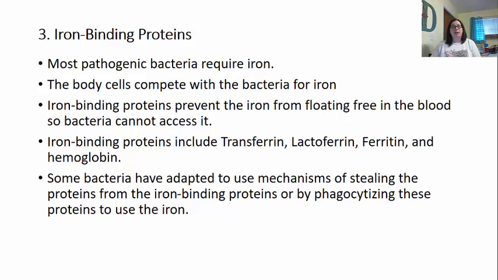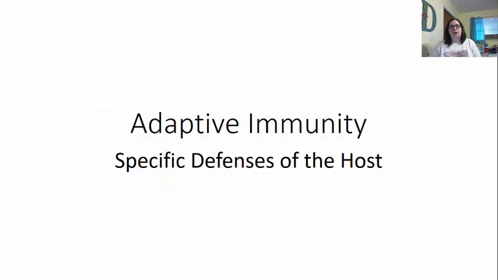However, some bacteria, because our cells have started doing this, have adapted to use mechanisms for stealing the iron from these iron binding proteins, or by phagocytizing those proteins to use the iron. So when we see here, they've come up with adaptations, mutations that allow them to still access that iron even when your cells are trying to prevent that. All right, so that was kind of an overview of chapter 16. Now we want to get into the adaptive immunity, and the adaptive immunity is talked about more in chapter 17.